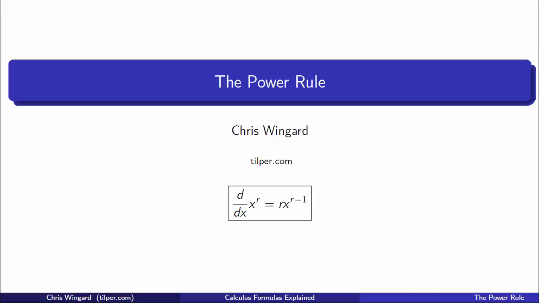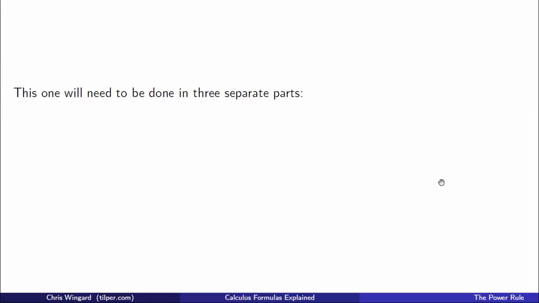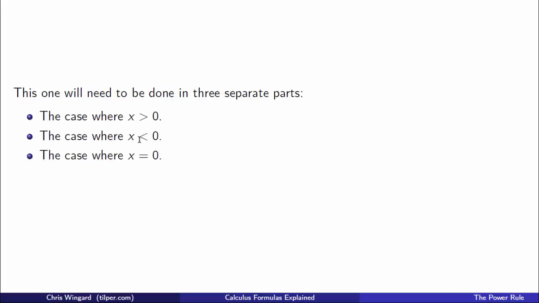Let's go ahead and talk about the power rule now. So for such a simple rule, it actually has a pretty complicated explanation, but it's mainly because we need to do it in three separate parts. So we need to consider the case where x, the base, is positive, the case where it's negative, and the case where it's equal to 0.